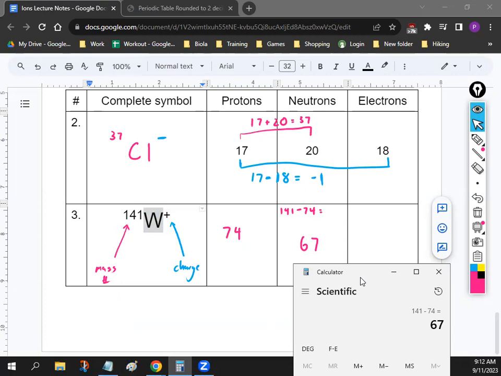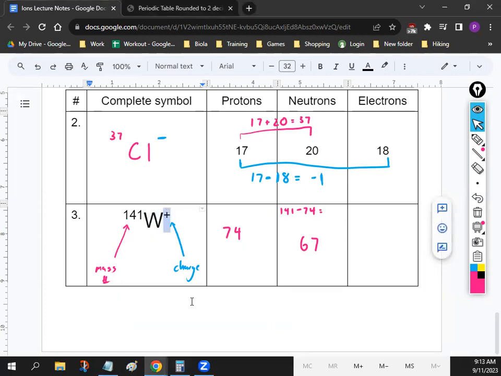All right, and then for the charge, really easy. We just want to look at if it's positive or negative. If you take a look at it, it's positive, right? So if the charge is positive, do we have more protons or more electrons? Yeah, more protons. Since it's positive, that means we have more protons than electrons. It's positive 1. So how many more protons do we have? Yeah, just one more.